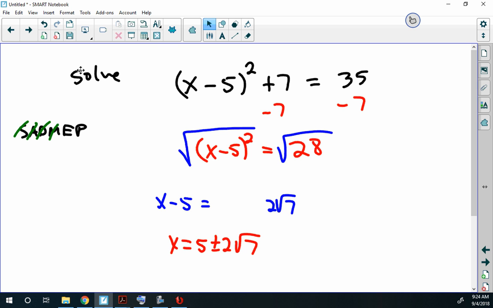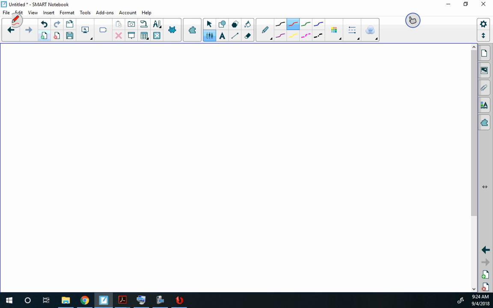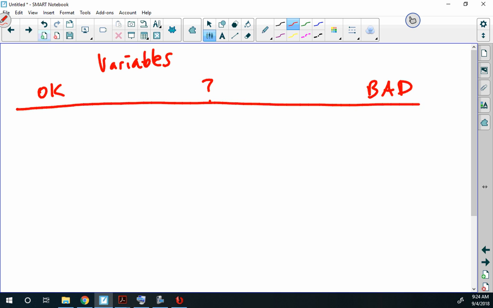We're almost done. The last thing we need to talk about today are variables. There's some variables that are okay, there's some variables that are a question mark, and there's some variables that it's really bad to use. So we'll put a column for each of these. What's the number 1 variable you see in algebra? X. And the next one you see after X? Y. Because I want to know. And then you see Z also, right?